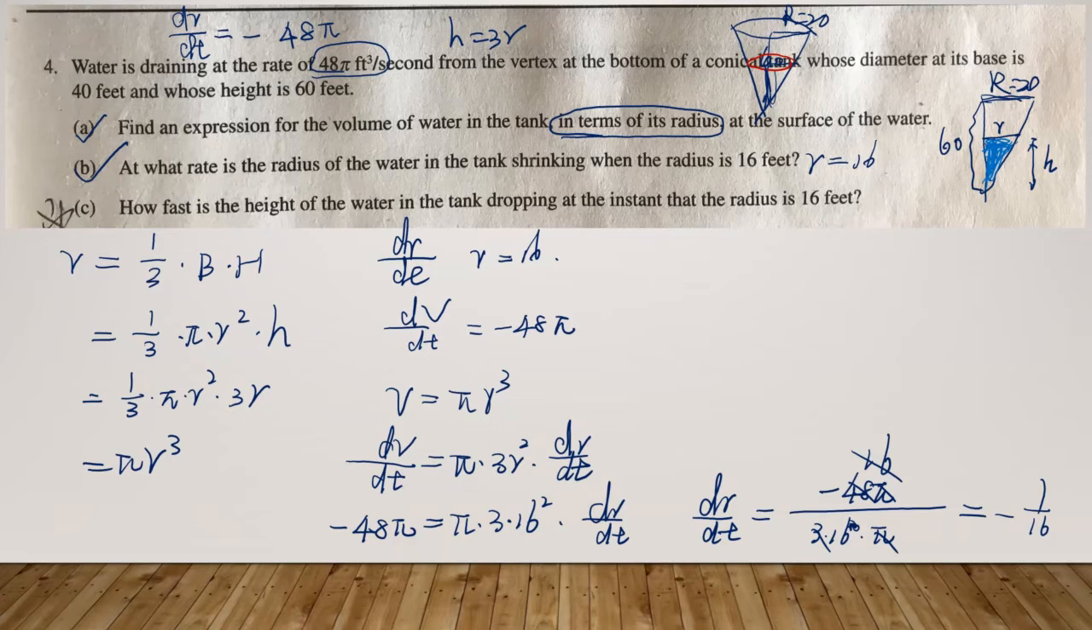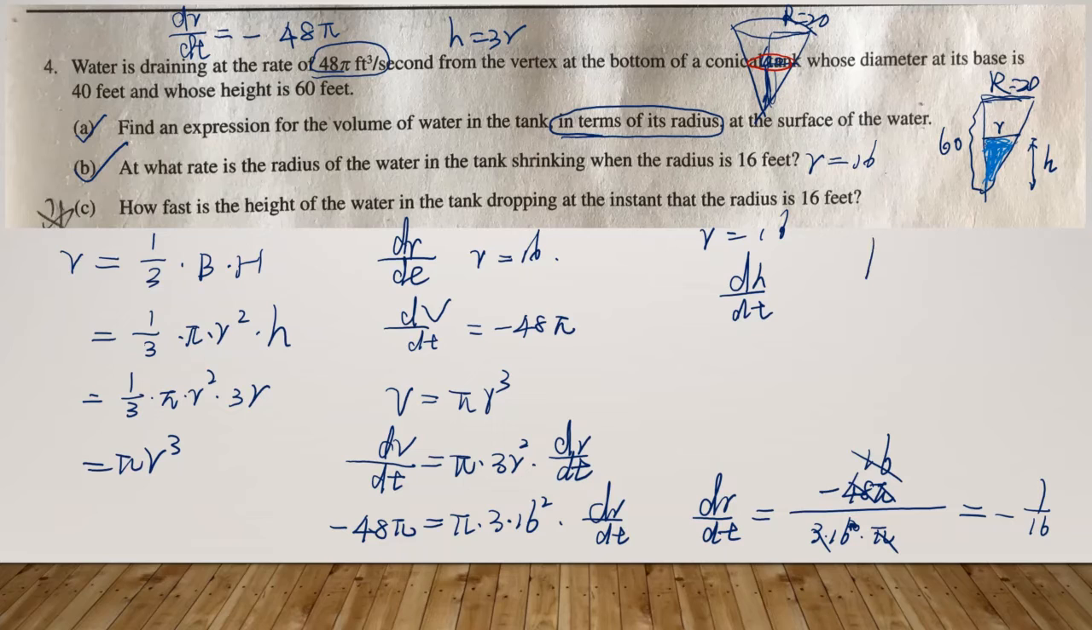Now the question C. How fast is the height of the water in the tank dropping at the instant that the radius is 16 feet? So still at the same point, r equals 16 feet. And how fast is the height of the water in the tank dropping? So they require us to evaluate dh/dt at r equals 16.